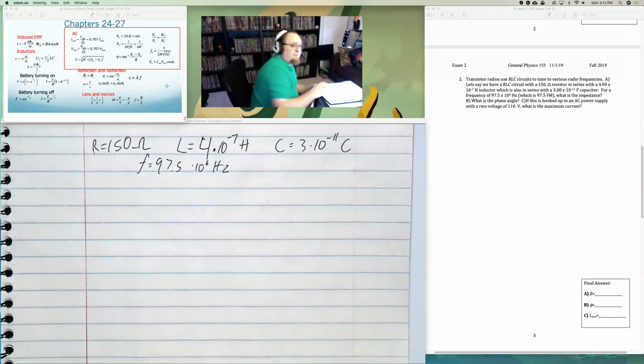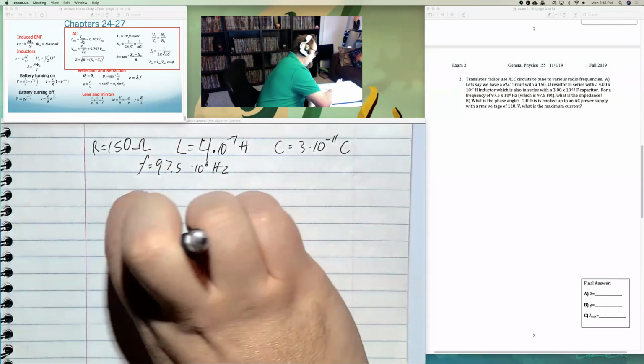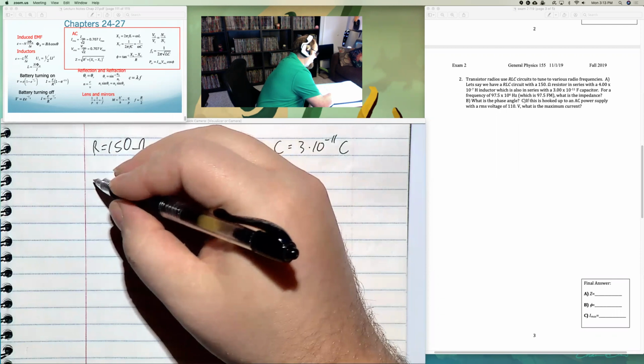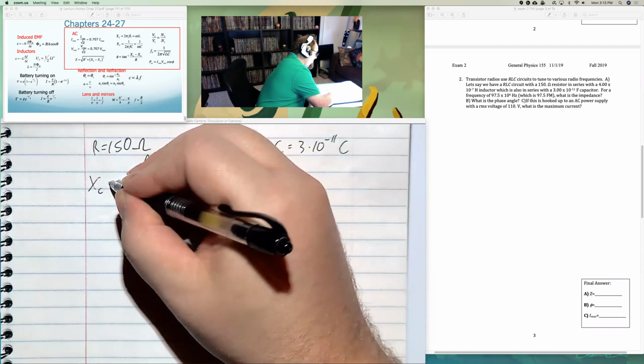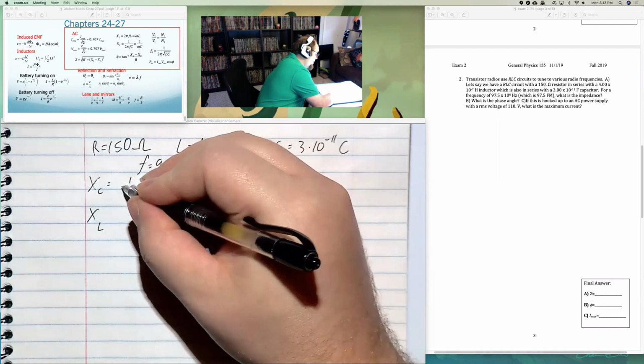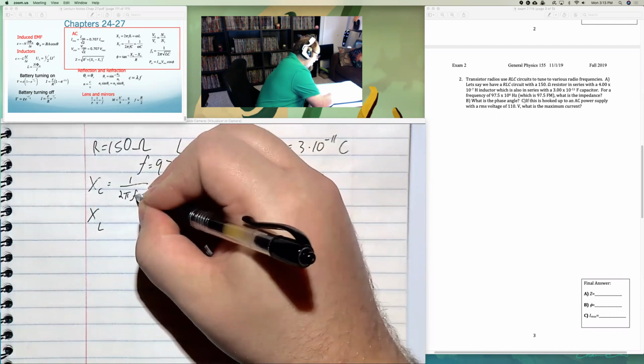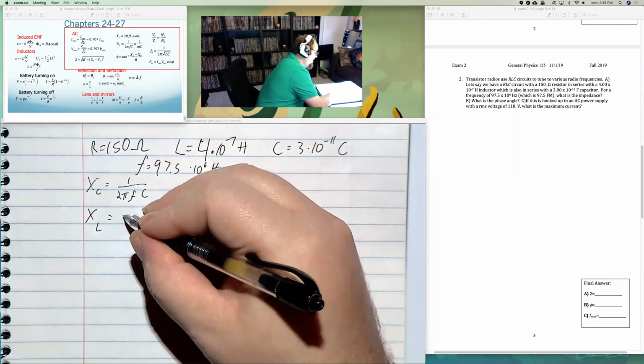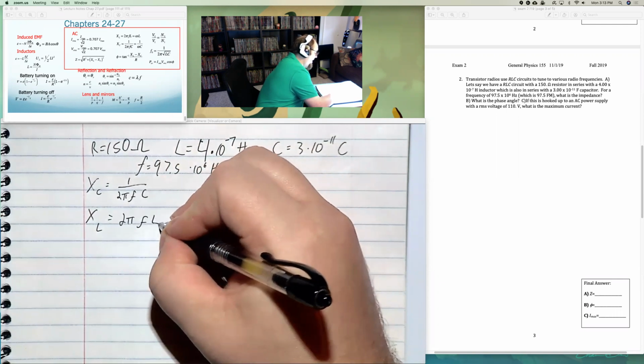If I want to get impedance, the equation for impedance is Z is the square root of R squared plus (XL minus XC) squared. The first thing I need to get is my capacitive reactance and my inductive reactance, my X of C and my X of L. Now, X of C is 1 over 2 pi FC, and X of L is 2 pi FL.